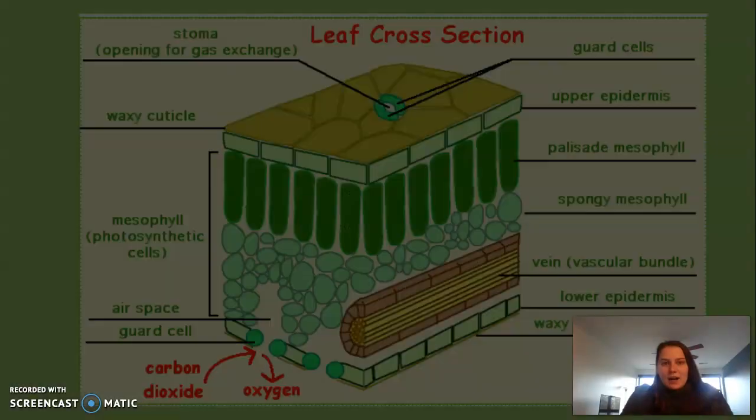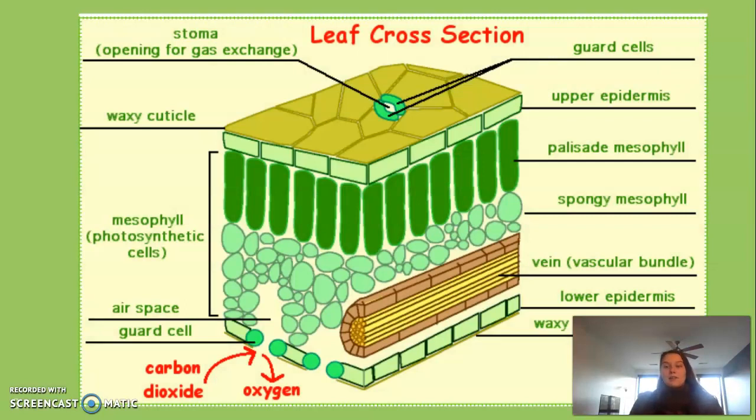So let's look back at our diagram and go through the entire grilled cheese analogy that we have going on. So we have the stoma at the tippy top again. That's what releases oxygen and takes in carbon dioxide. Again, you can see on this diagram it says the opening for gas exchange. And then we have those guard cells, those things that surround the stoma that open and close it. And then we have our waxy cuticle, which is the butter that we put on the grilled cheese before we cook it. And that's the extra layer of protection that we have.